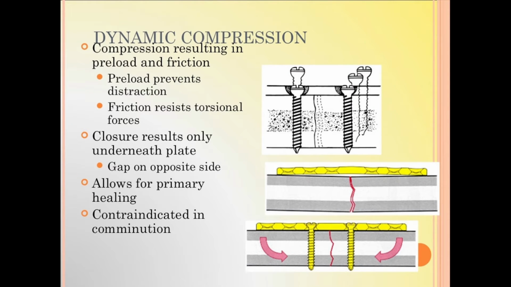Dynamic compression. Compression resulting in preload and friction. Preload prevents distraction. Friction resists torsional forces. Closure results only underneath the plate, gaping on the opposite side. Allows for primary healing. Contraindicated in comminution.